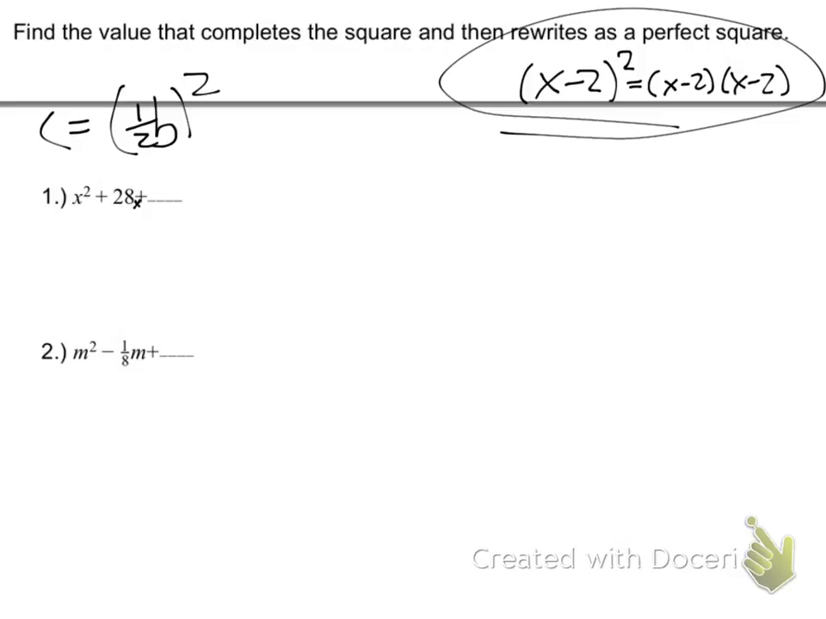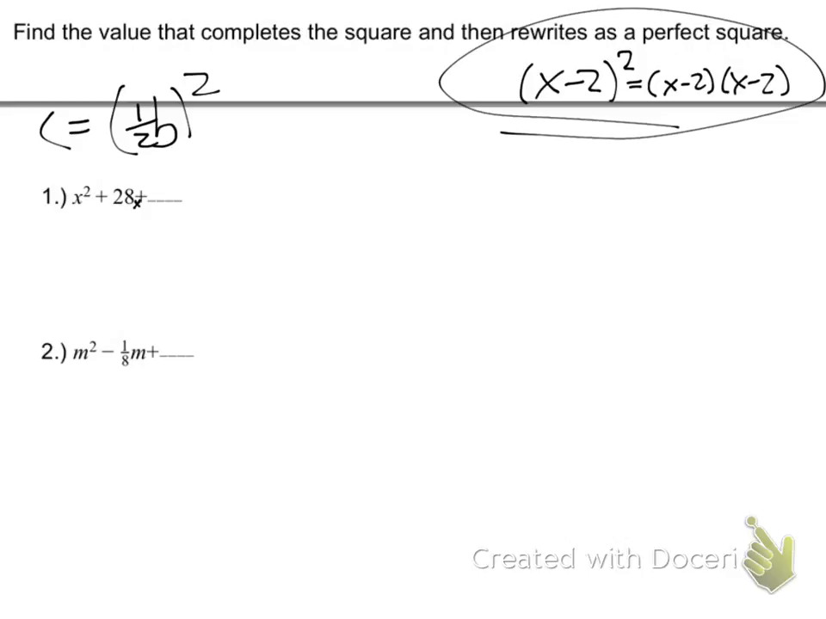We're going to do it the long way first. I'm going to show you that maybe we shouldn't do it this way. We're going to show you a little bit of a shortcut. You don't have to go as far. That's going to help you out a lot more. So, what's b again? 28. What's half of 28? 14. It's 14. And what's 14 squared?